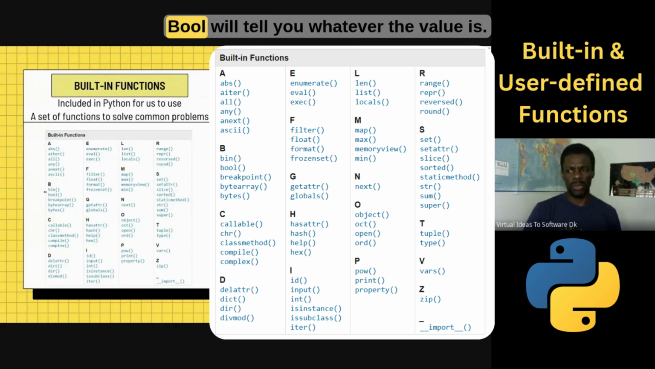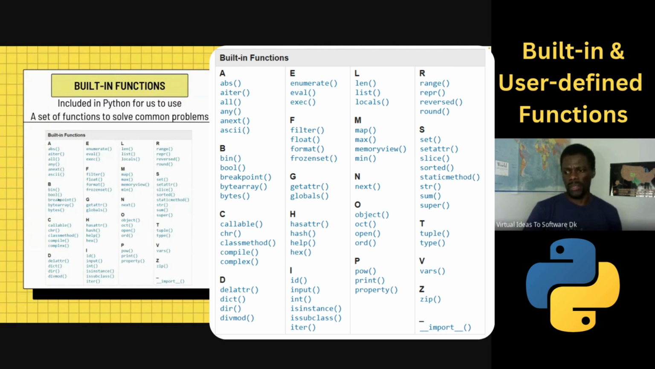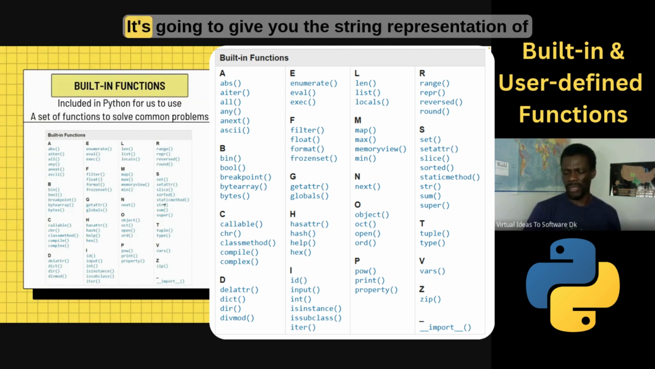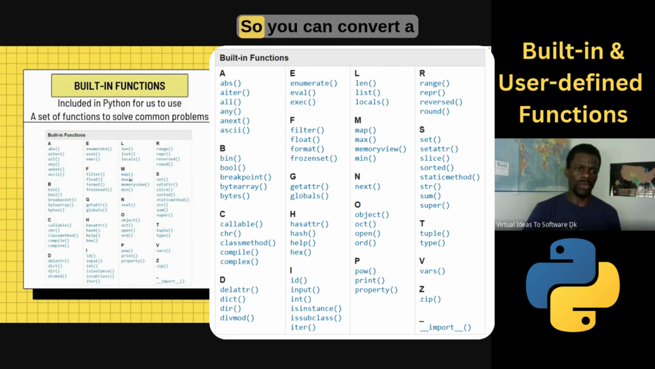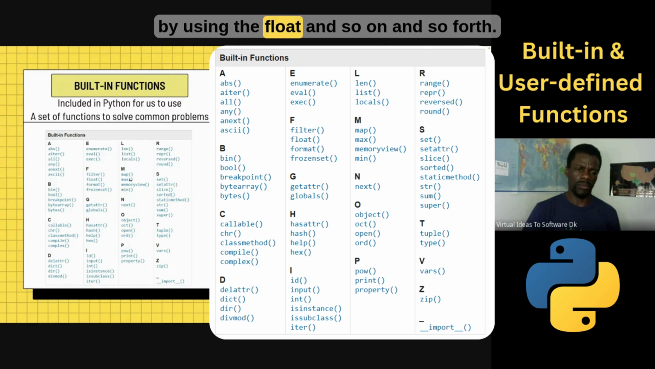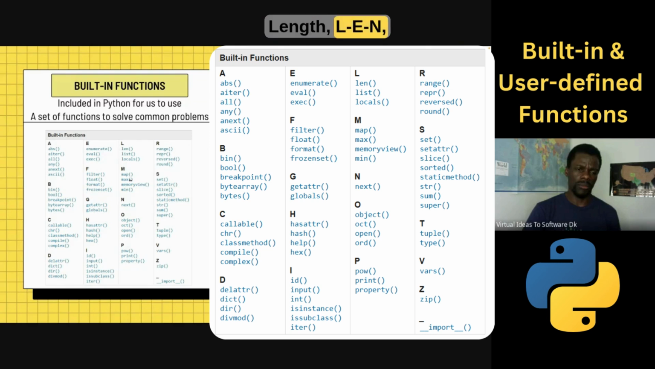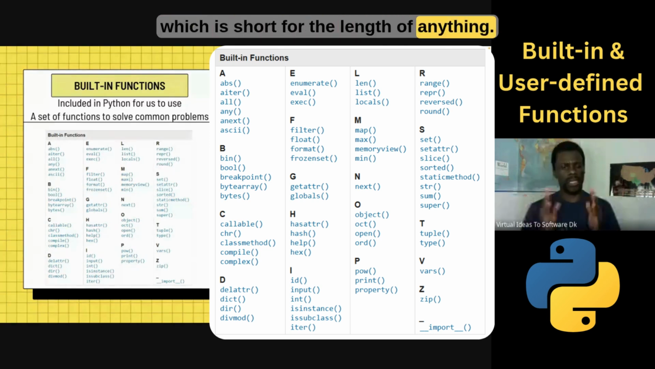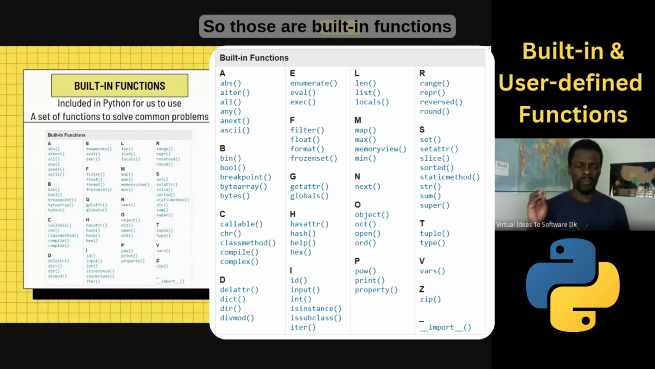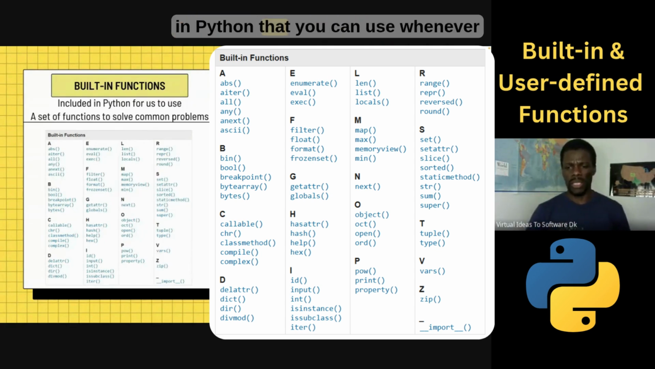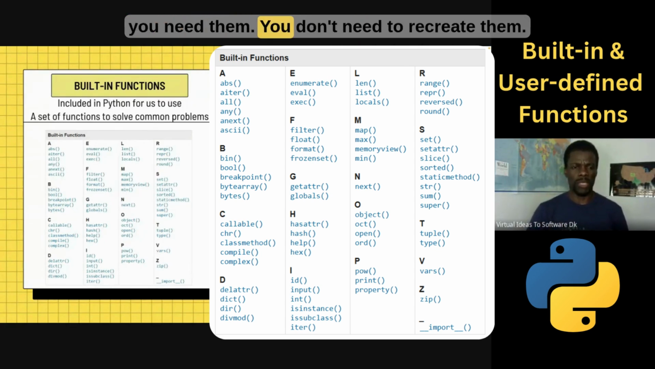Okay, bool will tell you whatever the truth value is. str, where is it? Right here, is going to give you the string representation of that value, and so on and so forth. Max would give you the maximum in that value. So you can convert a number to a float by using float. Length, len, which is short for the length of anything, gives you the number of records in a particular set, and so on and so forth. So those are built-in functions in Python that you can use whenever you need them. You don't need to recreate them.